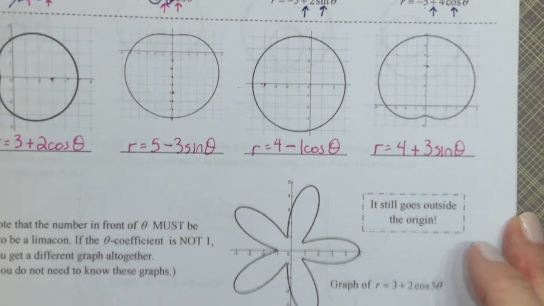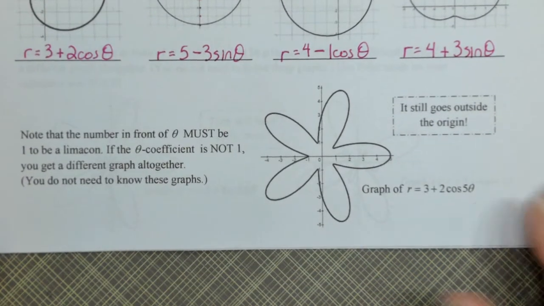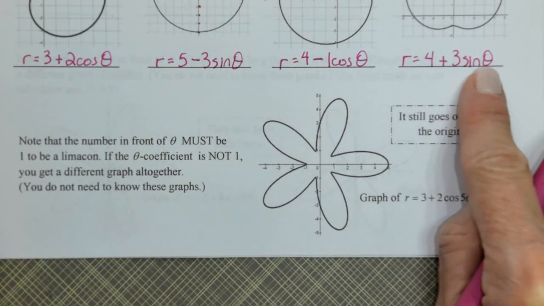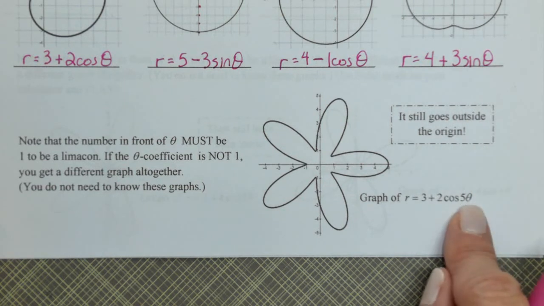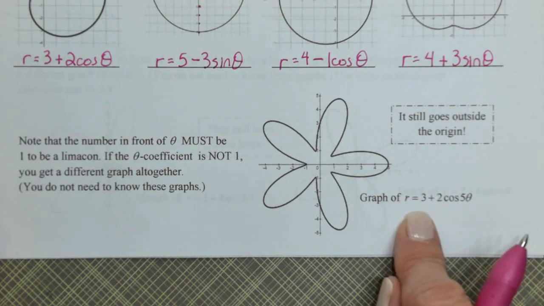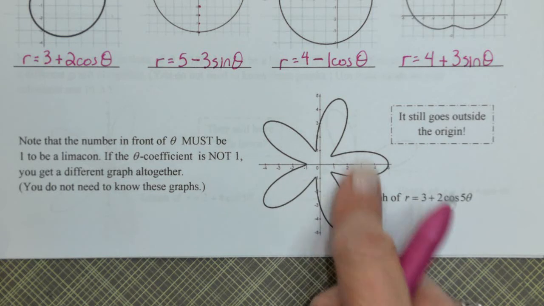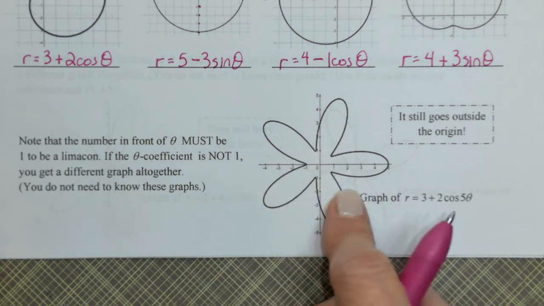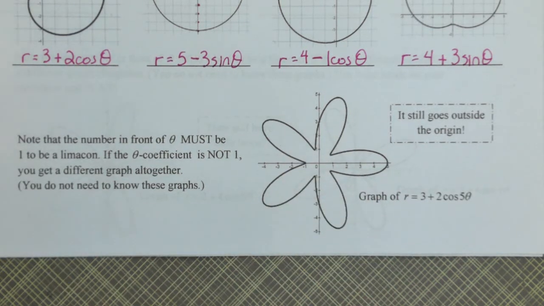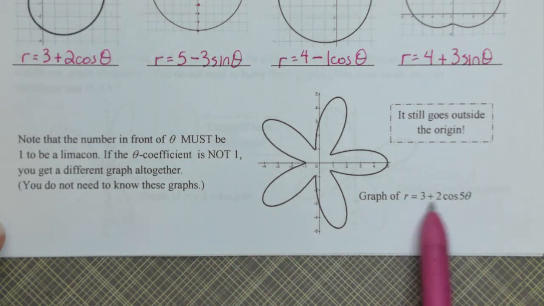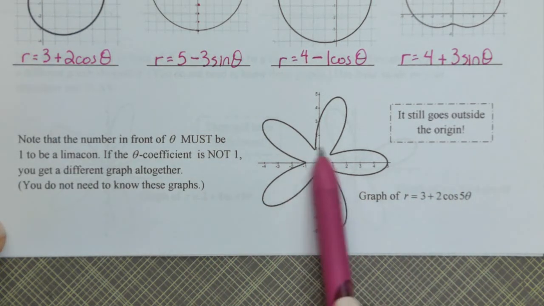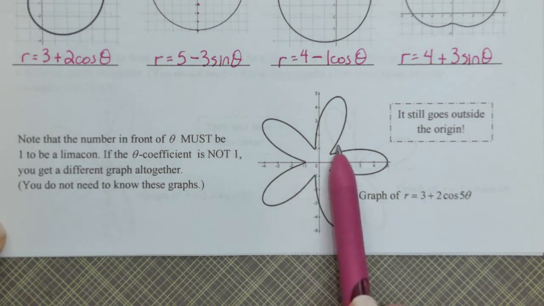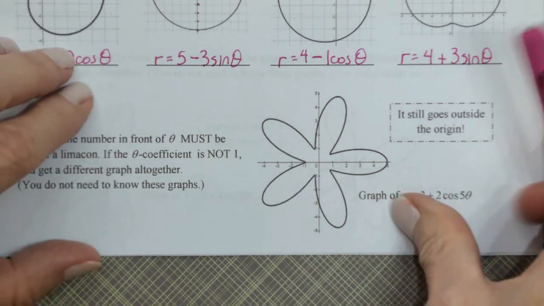Okay. Just an FYI, what happens if this coefficient, the theta coefficient, is not a 1? Then you get some really pretty graphs. Again, they kind of resemble more of a rose than a cardioid or limacon. But again, here, if this number is larger than this number, you're still not going to touch the pole, you're going to go outside the pole, the origin.